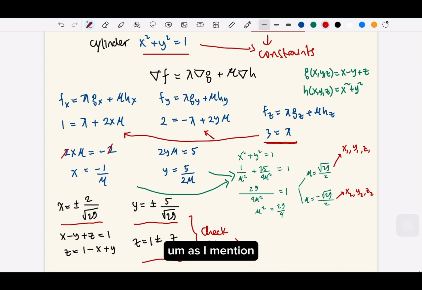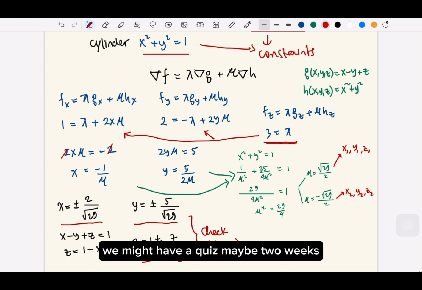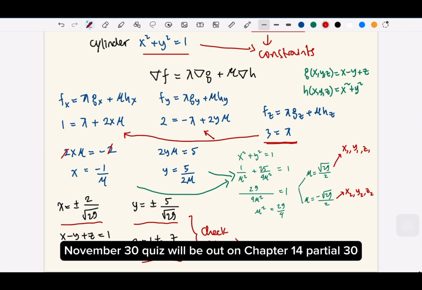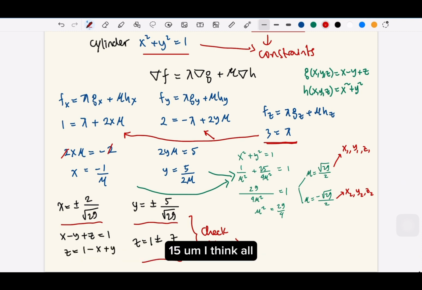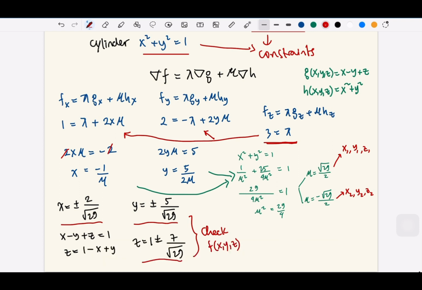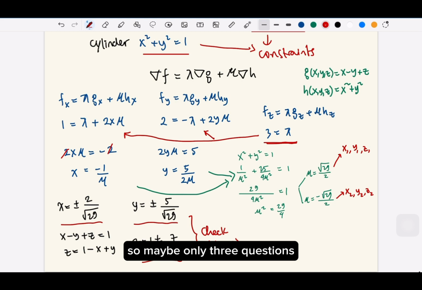As I mentioned, we might have a quiz, maybe 2 weeks later, around November 30. The November 30 quiz will be on chapter 14, partial derivatives. I think all sections. Since it's only 1 hour, I will represent the questions from not each section, maybe I only take three sections. So maybe only 3 questions.